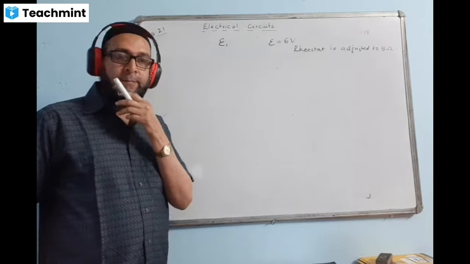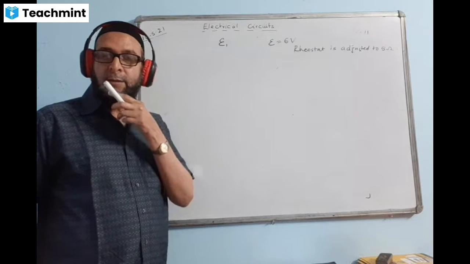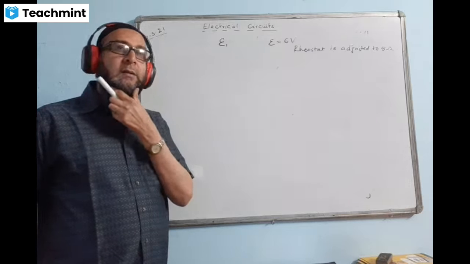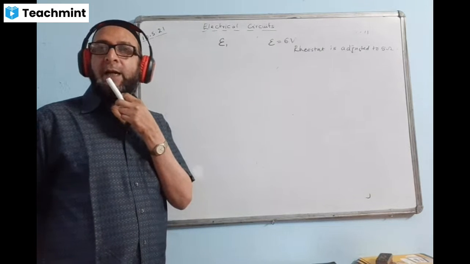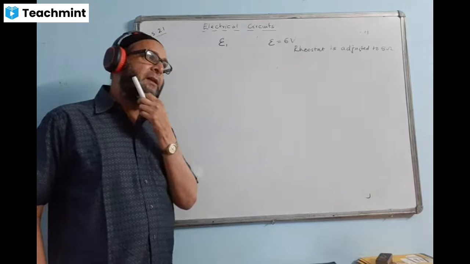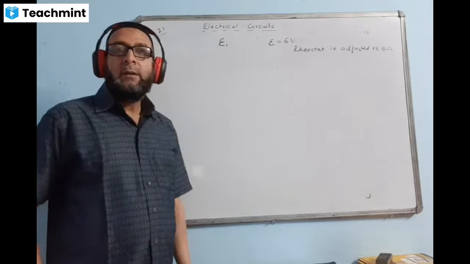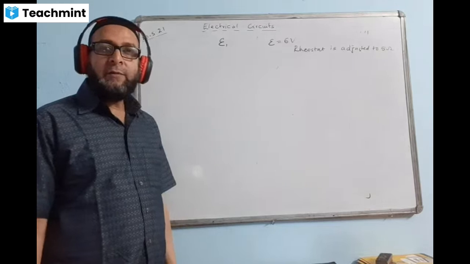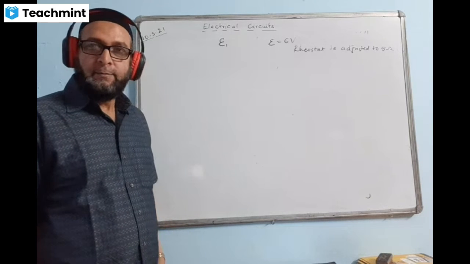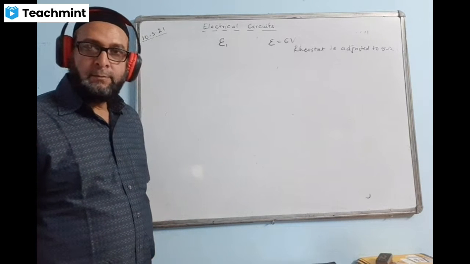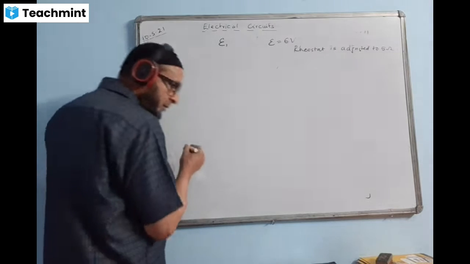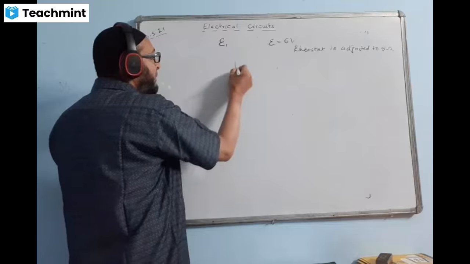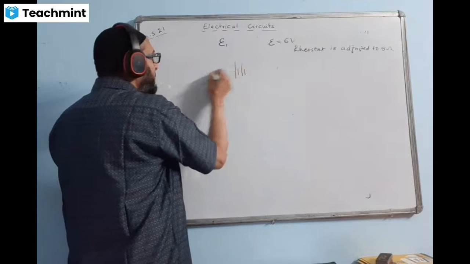of E1 and the potential gradient of the wire? Okay. And a figure is also given here in the question. There is a figure also given, so please copy it.